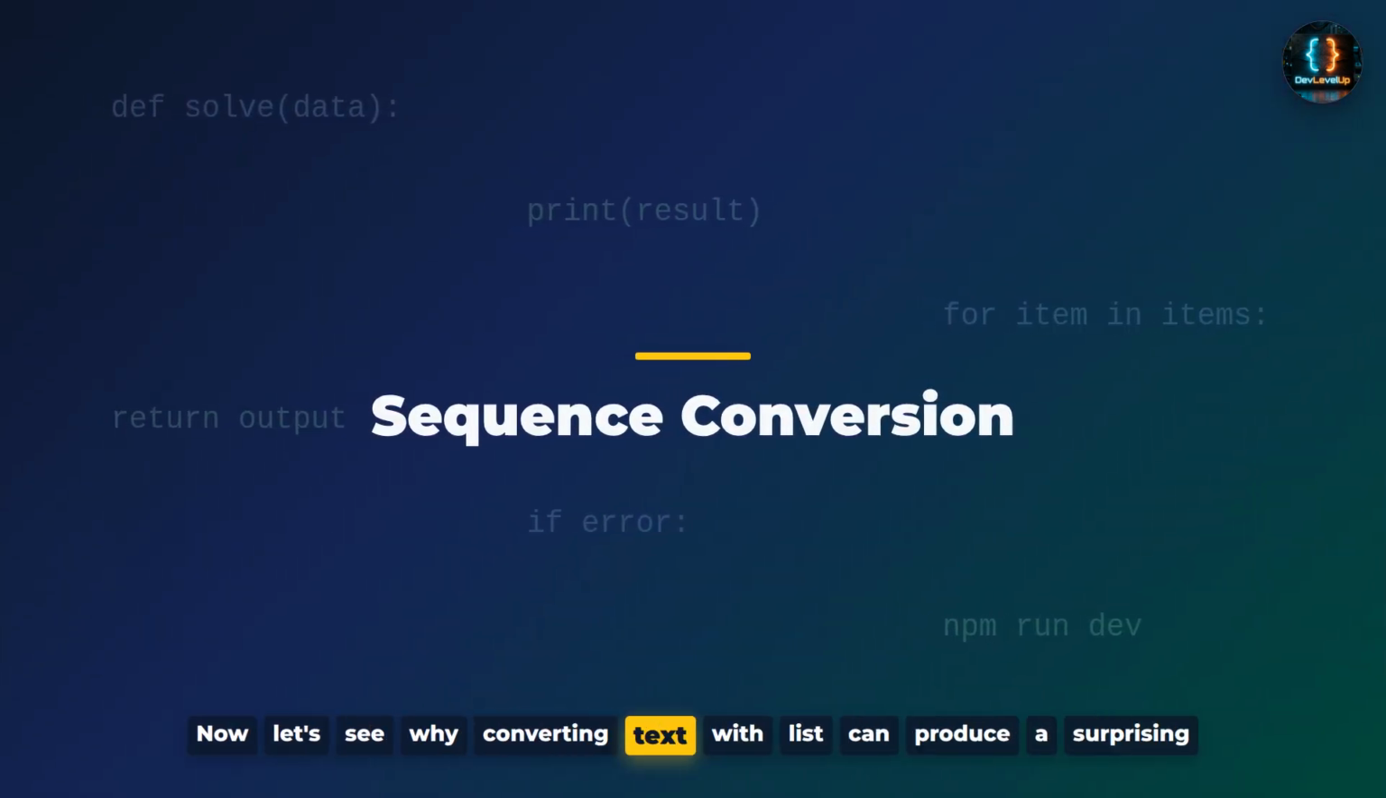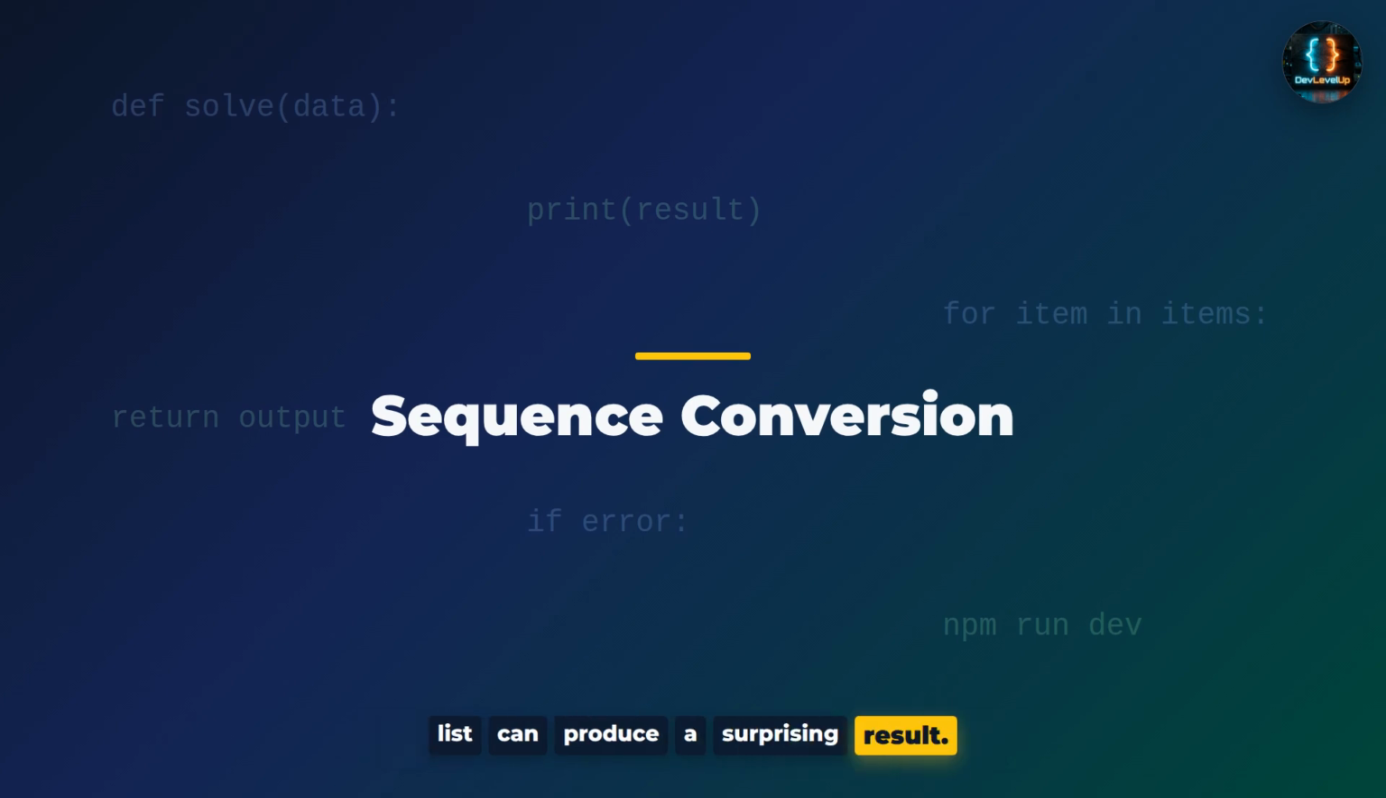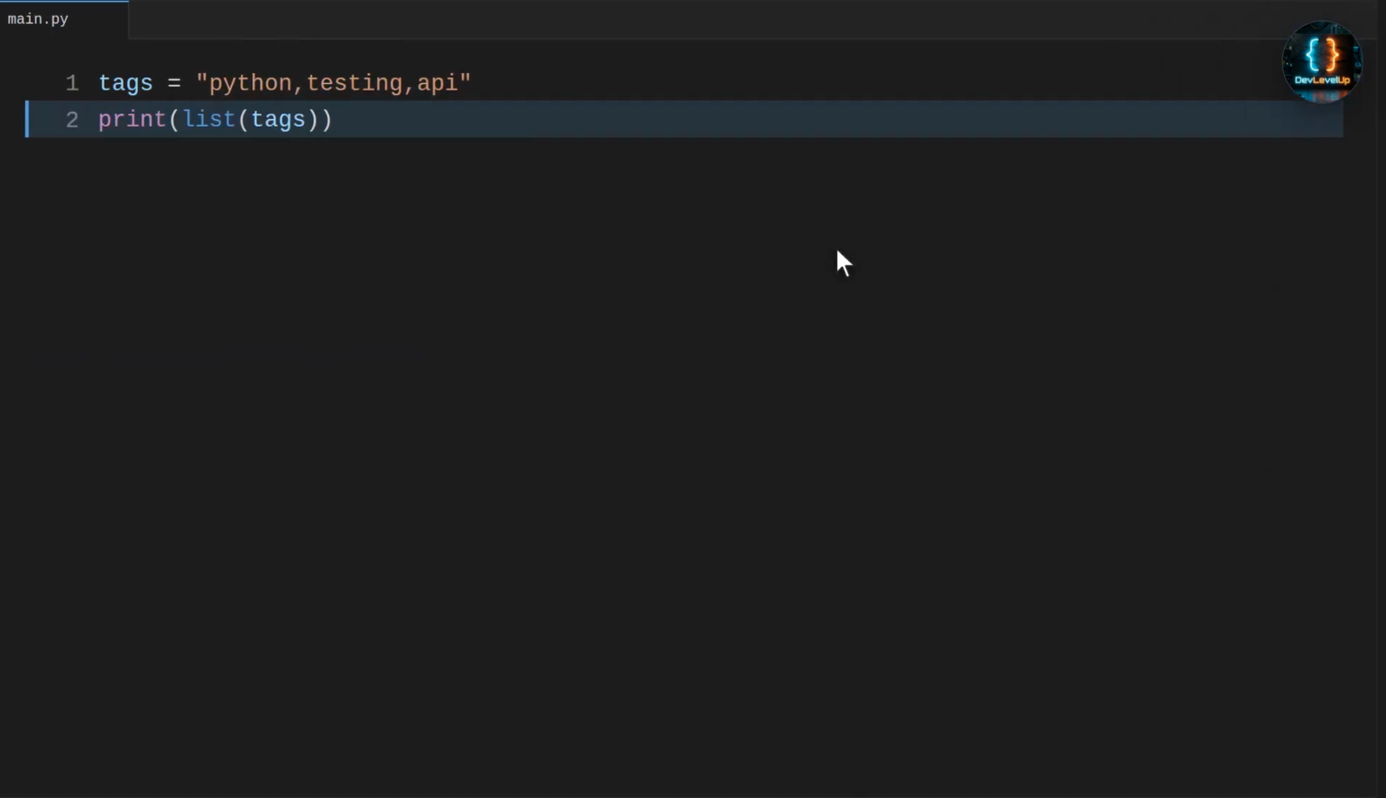Now let's see why converting text with list can produce a surprising result. Suppose an article form gives us Python, testing, and API as one tag field. We call list on that string and run it expecting tags but getting individual characters instead. That happens because a string is already iterable character by character.